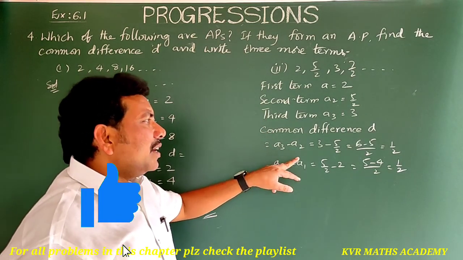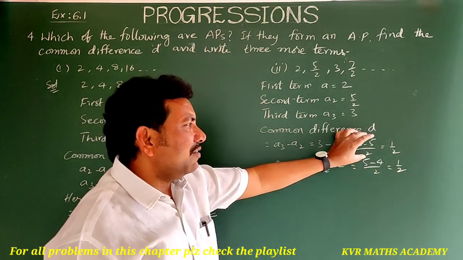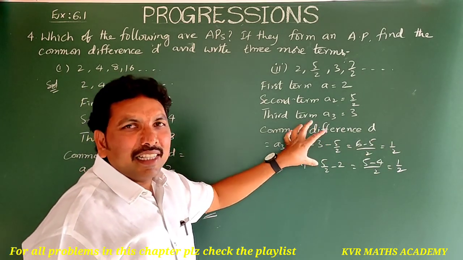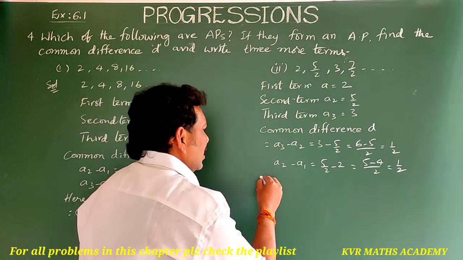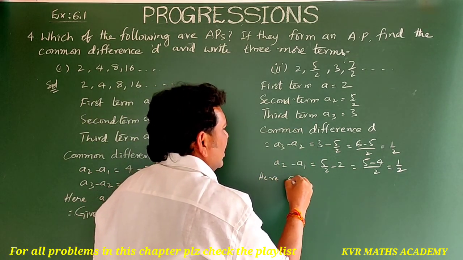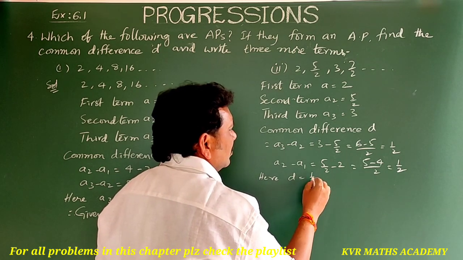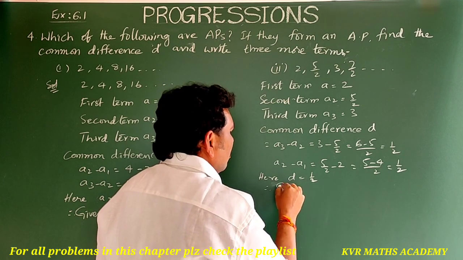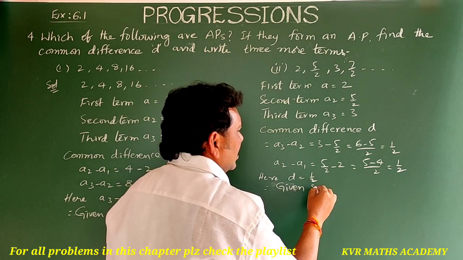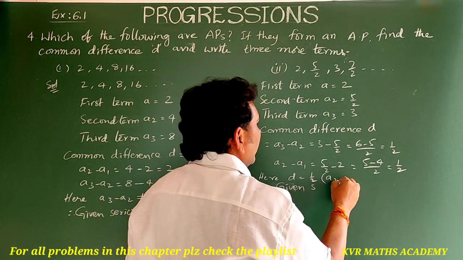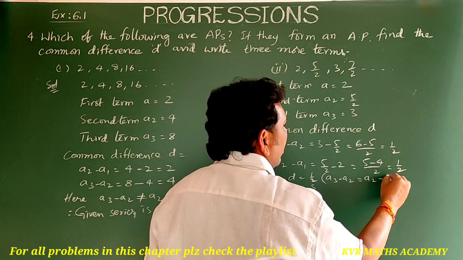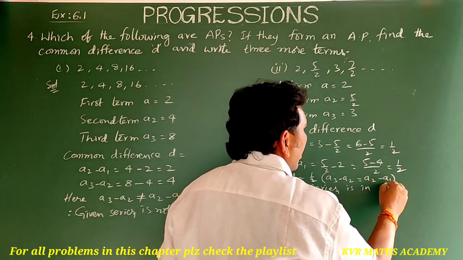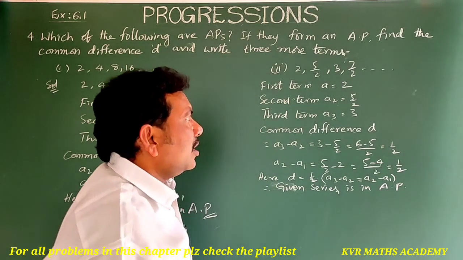So here the common difference d is the same, 1 by 2. So the given series is in AP. Because d is equal to 1 by 2, a3 minus a2 is equal to a2 minus a1. Now we have to find another three terms.